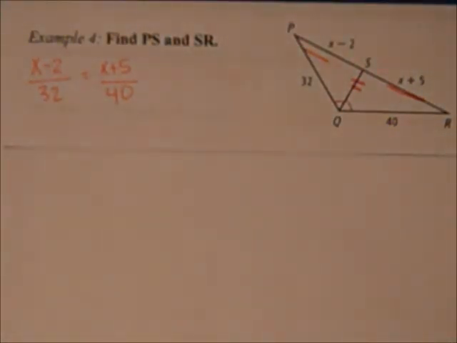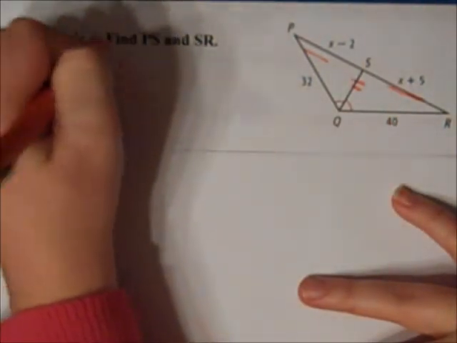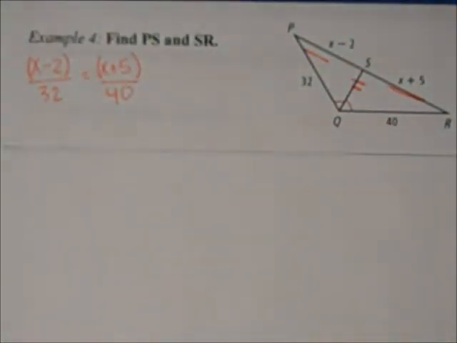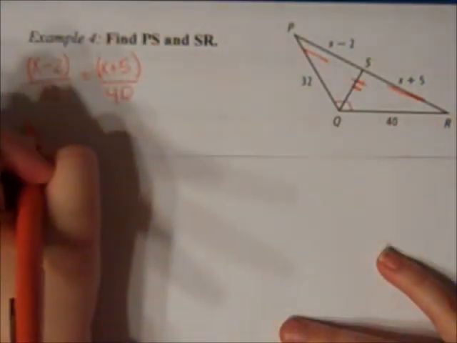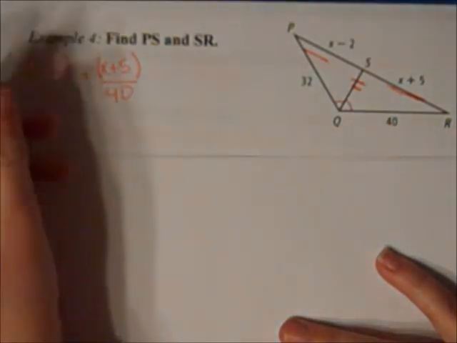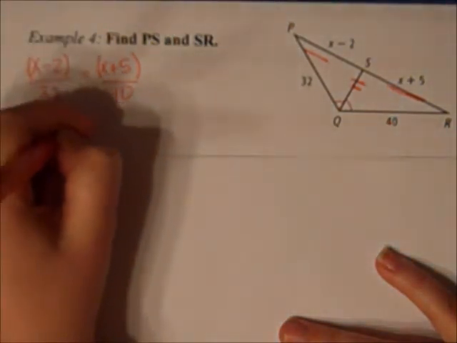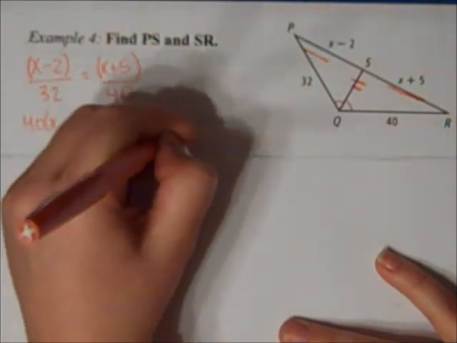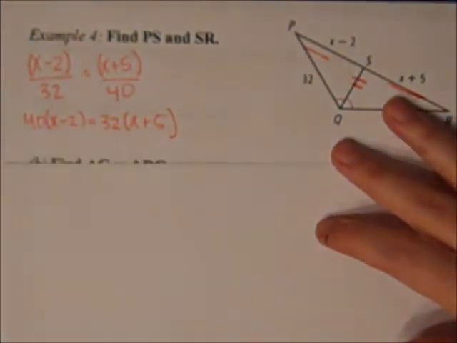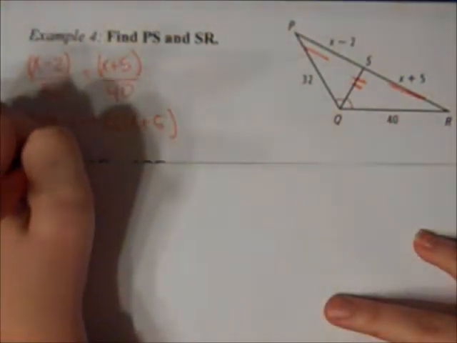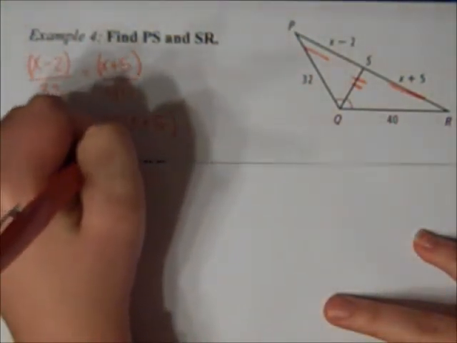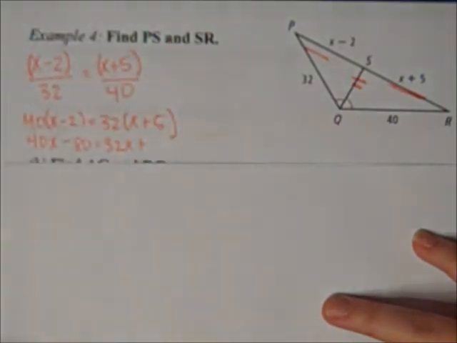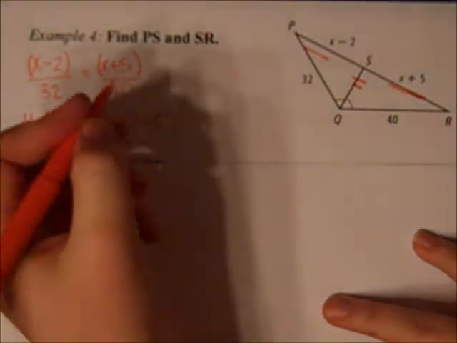Alright, so we did some of this on Monday where we did proportions with binomials in them, and we said, remember, it's just important that you put those in parentheses so you don't forget to distribute. I'm even going to write this one out so I can show you what I mean. So 40 times x minus 2 is equal to 35 times x plus 5. Then we distribute. So I have 40x minus 80 equals 32x plus 160.